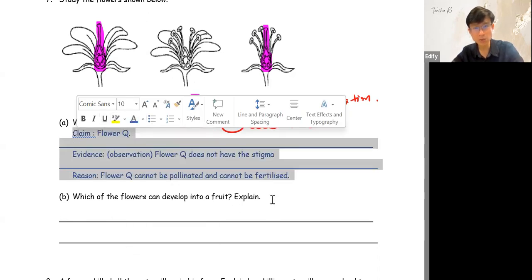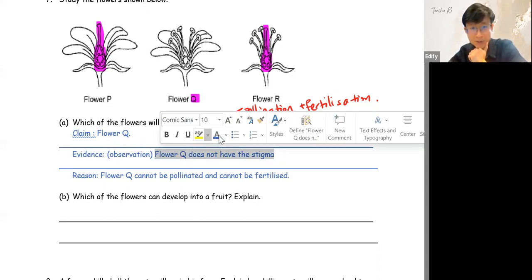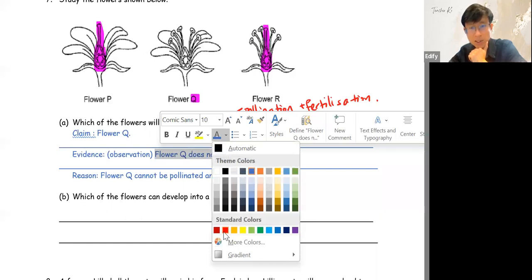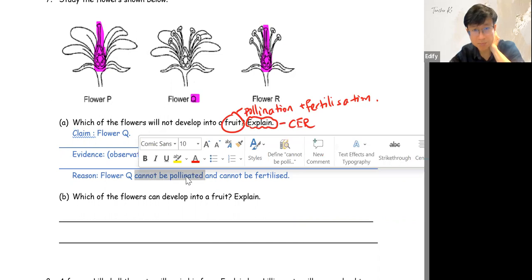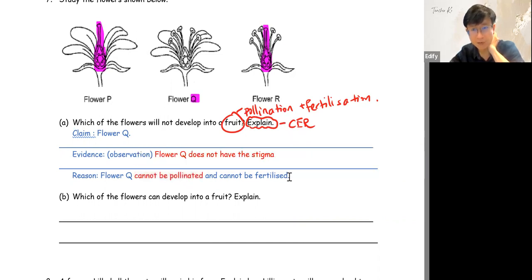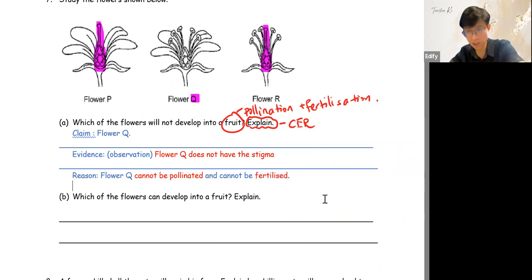And what are the keywords here? All right. I will want to have an evidence. Please tell me that it does not have a stigma, or you can say the stigma is removed. Please tell me that it cannot be pollinated and therefore cannot be fertilized. These are keywords, the key processes that do not allow it to become a fruit.